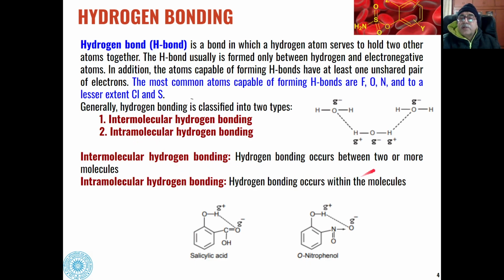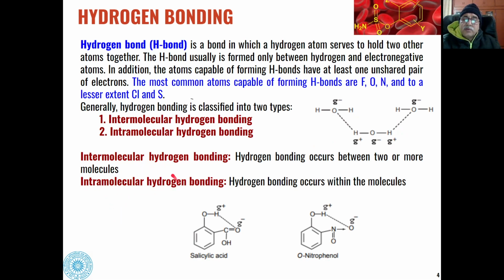Intermolecular hydrogen bonding occurs between two or more molecules. For example, if we have different water molecules, the oxygen of one water molecule will form a hydrogen bond with the hydrogen of the other water molecule. This type of bonding, which is between different molecules, is called intermolecular hydrogen bonding.